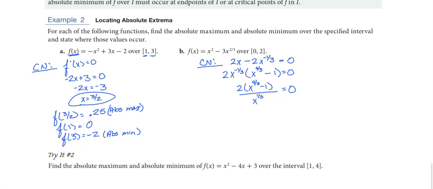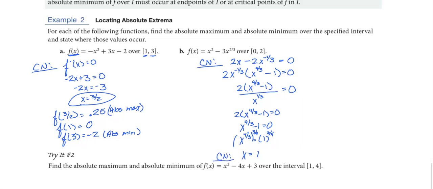So let's figure out what our critical numbers are. We're going to take this derivative, set it equal to 0. I've already done that. Multiply both sides by that denominator. That's going to give me this. Divide by 2. Move the 1. Raise this to the 3/4 power. What I do to one side, I got to do to the other. So x is going to be equal to 1 to the 3/4 power, which is just 1. So there's a critical number.